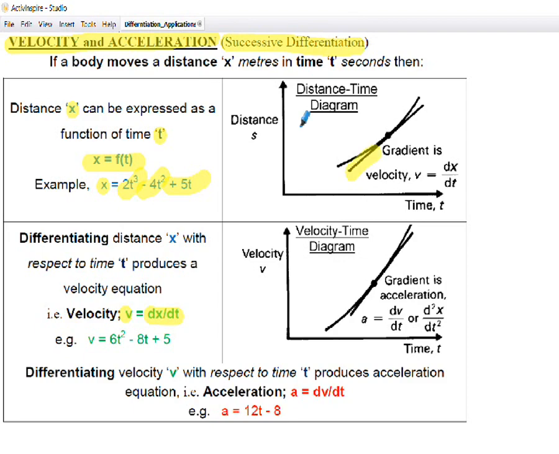So if you find the gradient of a point on a distance time diagram, you actually get its velocity. So taking the above example, we would get v equals 6t squared minus 8t plus 5, and that's all standard form differentials. If we were to differentiate the velocity equation again, successive differentiation here, we would get the acceleration time expression, dv by dt, and in this case, using our example, a would equal 12t minus 8. In other words, finding the gradient on the velocity time diagram gives us the acceleration.